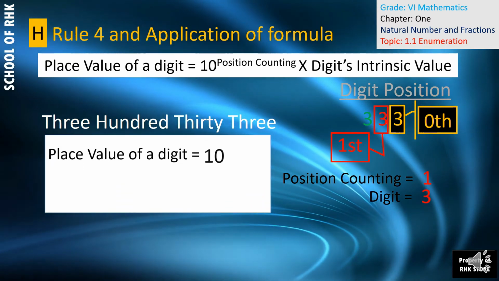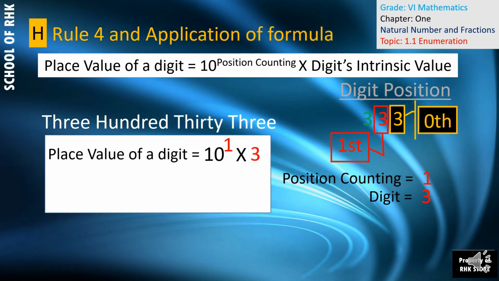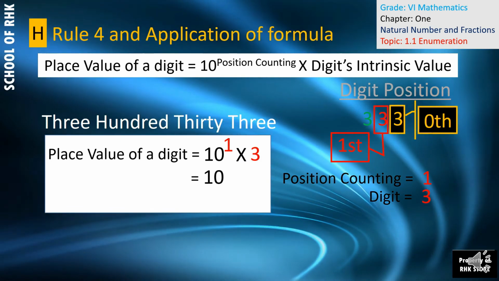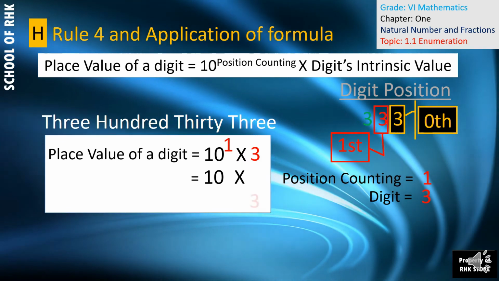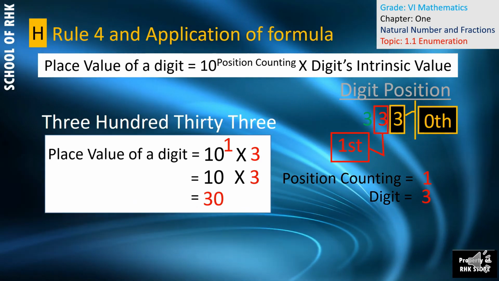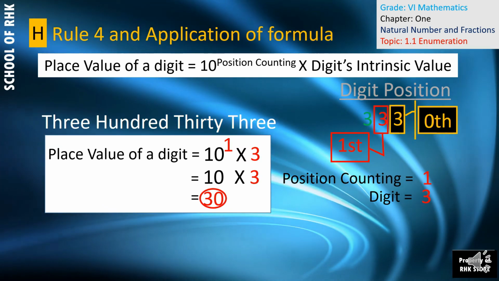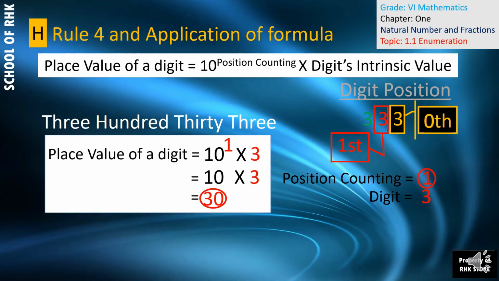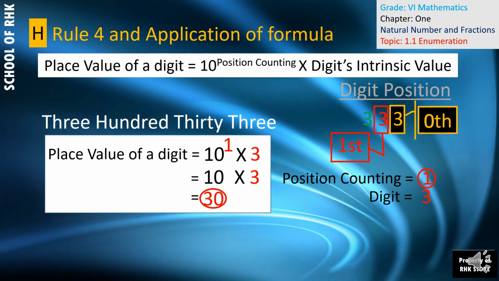So we can calculate 10 to the power 1 multiplied by 3. The value of 10 to the power 1 is 10. So we multiply 10 by 3 and we get 30. Thus the formula proves the rule that the place value of a digit next to the left of the 0th position of the number, called the first position, is 10 times its intrinsic value.